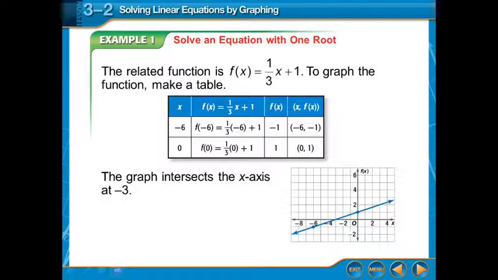Instead of f of x, I would put in 0 equals 1/3 x plus 1. And know that for that 0, we could put y in the place of that f of x, or we could put 0 in the place of that f of x. And now let's subtract 1 from both sides.